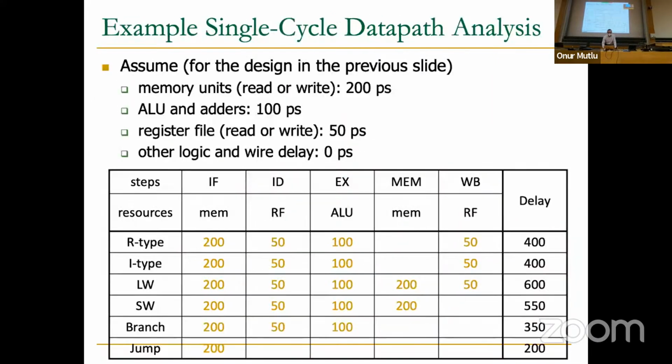What we have done is essentially calculate the critical path of all instructions. This was a rough calculation, right? For example, we assumed other logic and wire delay, latch delay as 0 picoseconds. In real life, that's not the case, of course. But we looked at the major structures that we accessed, and even with these simplifying assumptions, we found there's a huge variation in terms of the latency, how long it really takes to execute an instruction. Load word needs 600 picoseconds, jump takes 200 picoseconds, right?